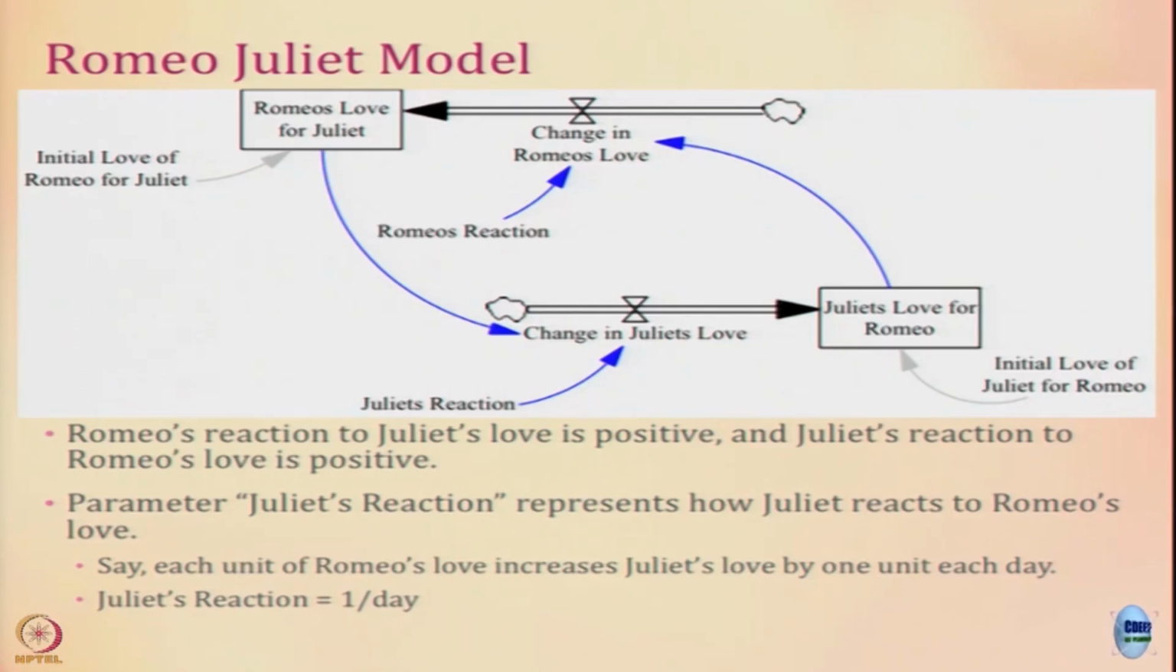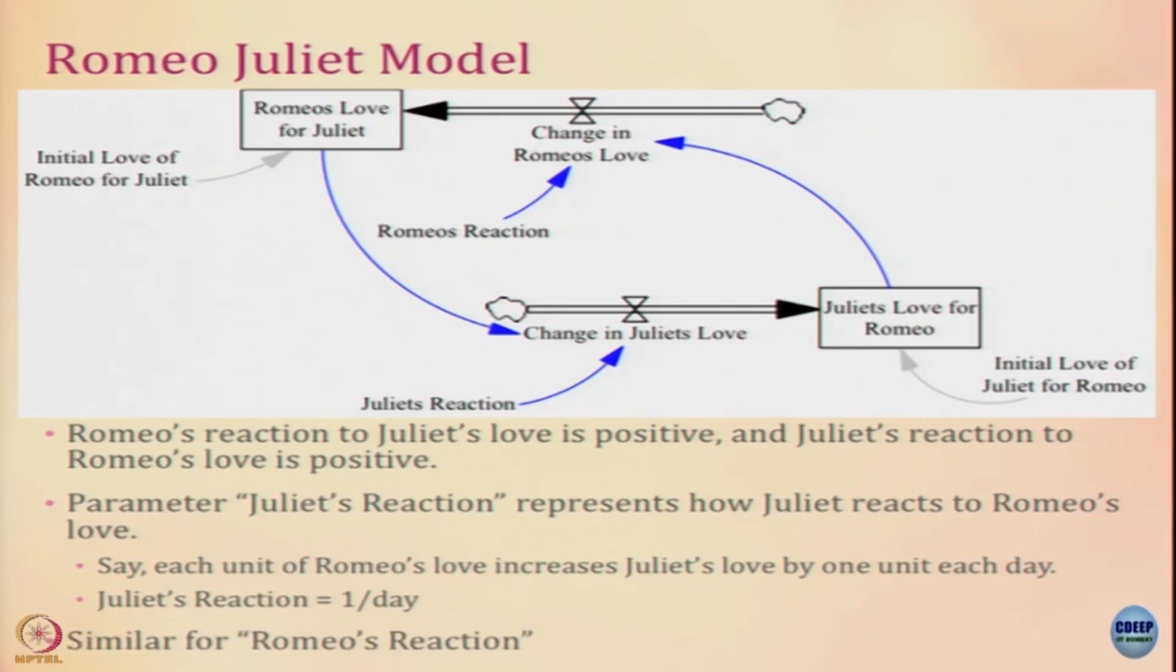The initial love of Romeo for Juliet and initial love of Juliet for Romeo, they are just to denote the initial value of the stocks. It does not change the stock, it just sets the initial value. I just wrote it outside for convenience. So, what we are going to do is see what happens when their initial reactions are different when they meet, right.